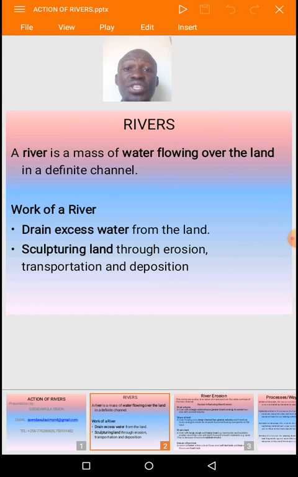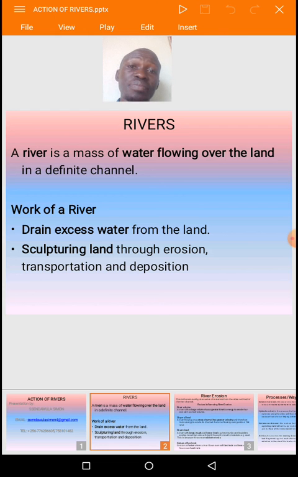Let's start with the definition of a river as a mass of water flowing over the land in a definite channel. That you see water flowing. When you say definite channel, we mean we are not going to see water flowing today, then the other day it is not there. No, this channel is there, well defined. At times we say well developed, and the water flows within this channel. So when you see this, it's a river.